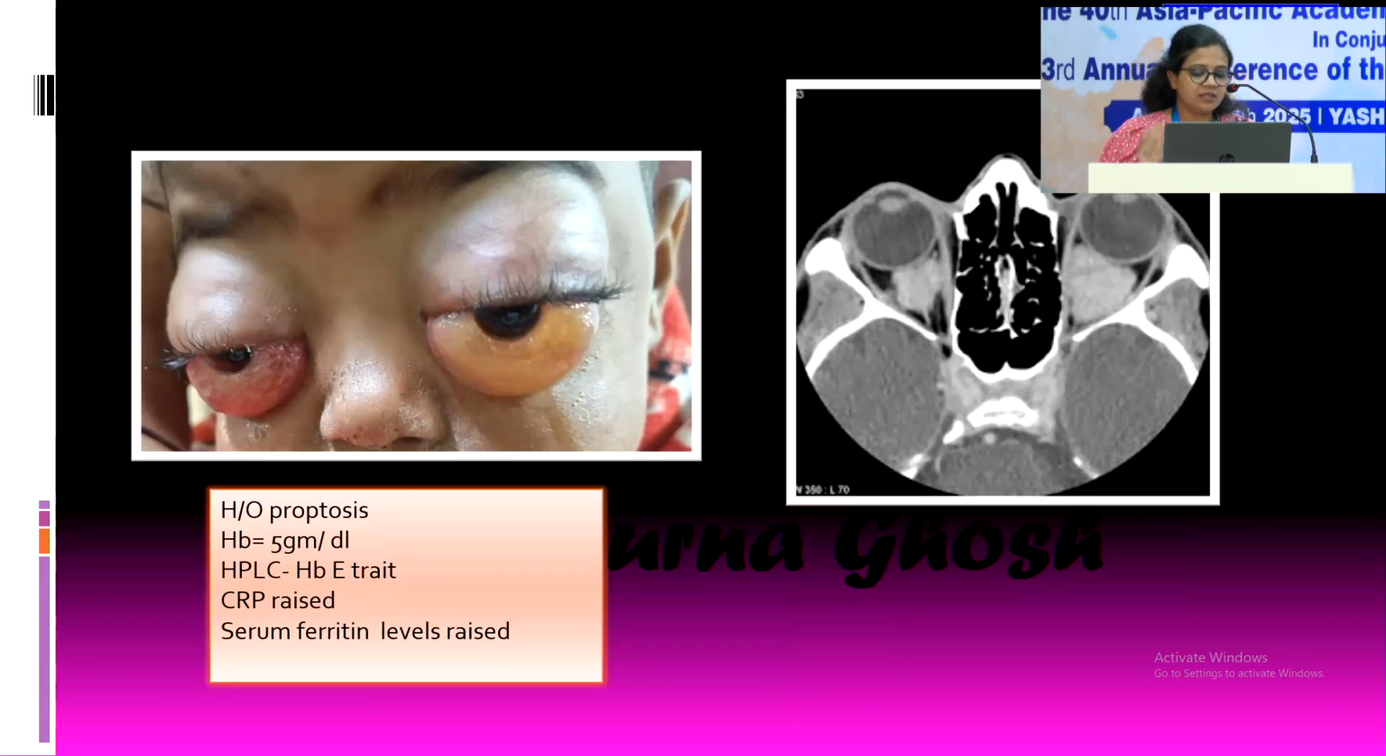I was not very sure about the diagnosis of this boy. This child had come to us with bilateral proptosis, with a hemoglobin of 5, and HPLC showed HB trait. He was diagnosed as Erdheim-Chester disease somewhere else. His serum ferritin levels were raised, but we know that in Erdheim-Chester disease also, the child can come to us with bilateral proptosis. It is a form of non-Langerhans cell histiocytosis.